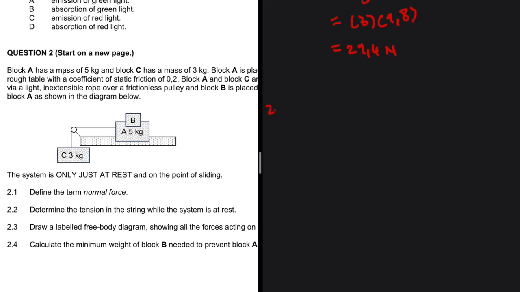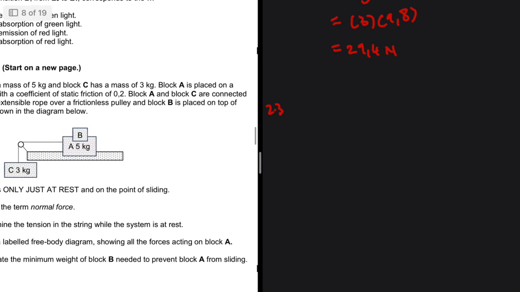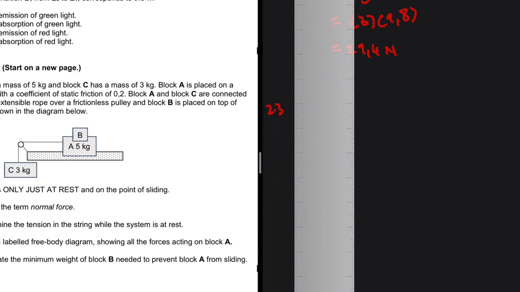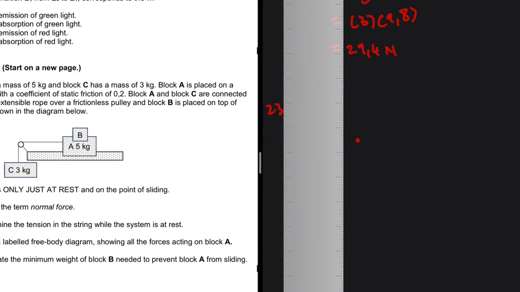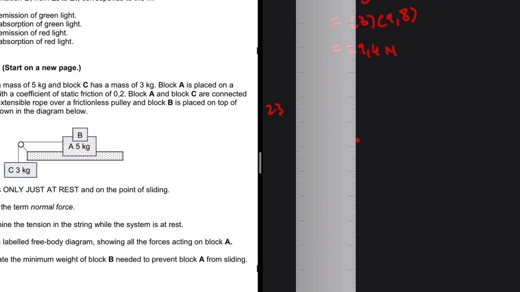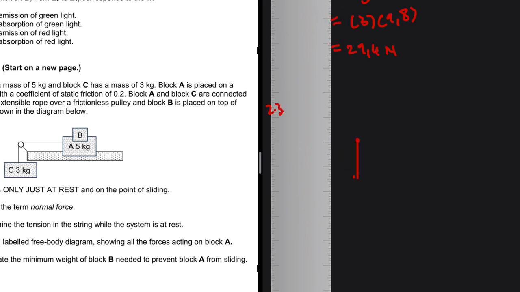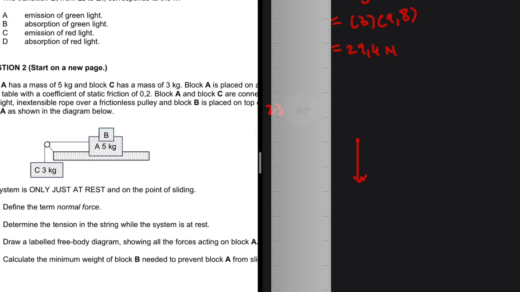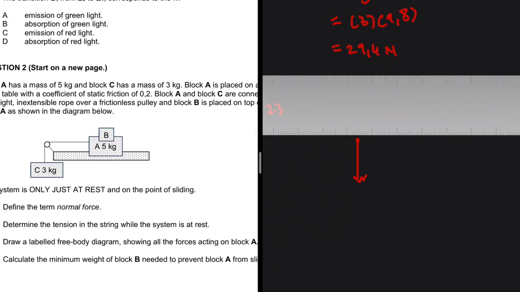Let's take a look at 2.3. Draw a labeled free body diagram showing all the forces acting on block A. So first things first, weight, right? And then we're going to think after. So we have the weight. Now we can start thinking. We have the tension as well because A and C are connected by a string, right?